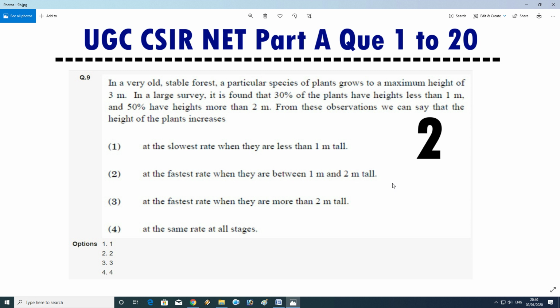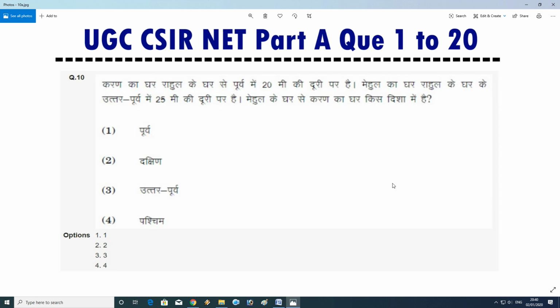Question number 10. This was actually in Hindi. In the answer key and question paper it was shown in Hindi, but in the examination it was in Hindi and English both.